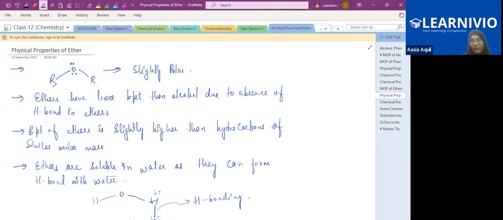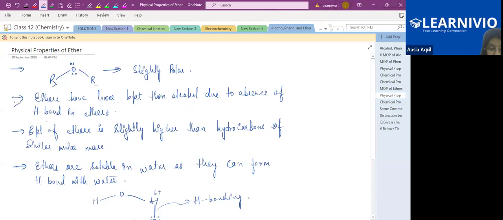There is a slight difference in the electronegativity. Oxygen is more electronegative than carbon, so polarity will be induced here. The oxygen will get partial negative charge and the carbon of the alkyl group will acquire partial positive charge. Due to that, it is polar, but not as much compared to other groups like phenol or alcohol. This is a slightly polar molecule. The first physical property to write down: this is slightly polar.